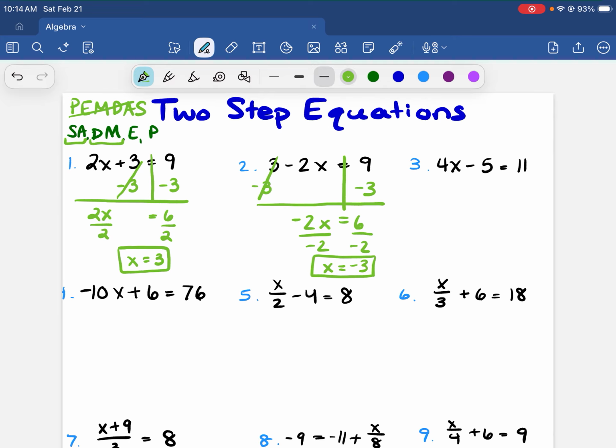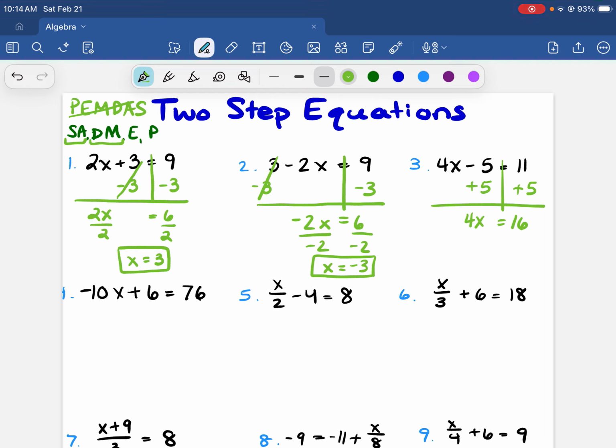For number 3 here, 4 times x minus 5 equals 11. I want to add or subtract away first. So I have minus 5. I want to do the opposite of that, so I'm going to add 5 to both sides. I'm left with 4 times x, negative 5 plus 5 zeroes that out, and 11 plus 5 is 16.